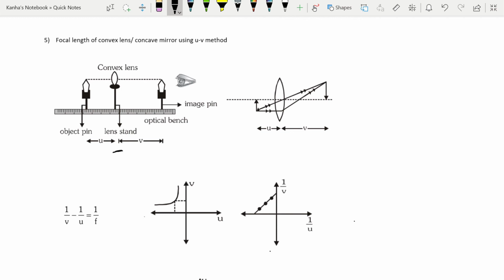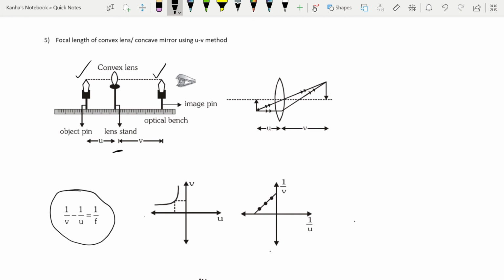Next, you place the image pin on the other side of the lens. This is the image pin, this is the object pin. You kept the image pin on the other side of the lens, and then you made sure there was no parallax between the image pin and the image on this lens. The value of v will be the distance between the lens and the image pin. And for lenses, we have the formula 1 by v minus 1 by u is equal to 1 by f.